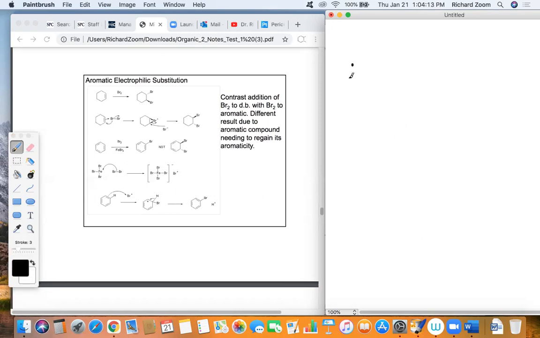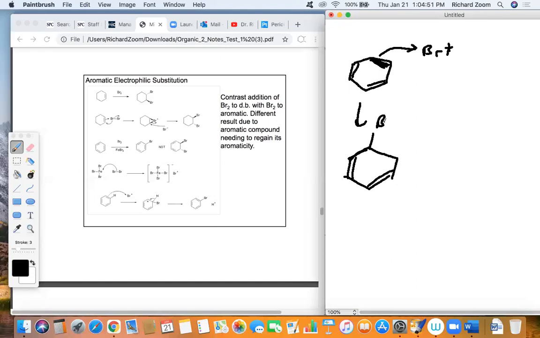Now, if you look at the aromatic ring, it's got lots of electrons in it. So that would explain why it might be attracted to something positively charged. So what happens is we've got our Br plus. This arrow here is showing electron movement, and it's showing attack on the double bond on the Br plus. And when it attacks, it forms this. So two of the double bonds remain in place. And for the other one, the Br goes on one side and the plus goes on the other like that.